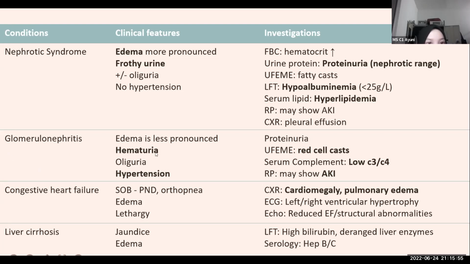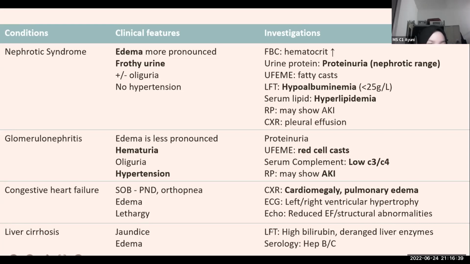So next is glomerulonephritis. So clinical features, there is hypertension because of increased intravascular volume because of the pathophysiology. And then serum complement will show low C3 or C4 in these patients. And other differential diagnosis, for example congestive heart failure, the patient will present with shortness of breath, which may be paroxysmal nocturnal dyspnea or orthopnea. The patient may also have edema and lethargy. So for the investigation, in chest X-ray, we will be able to see cardiomegaly and pulmonary edema. ECG, same thing, and echo, we might be able to see reduced ejection fraction, and also any structural abnormalities.